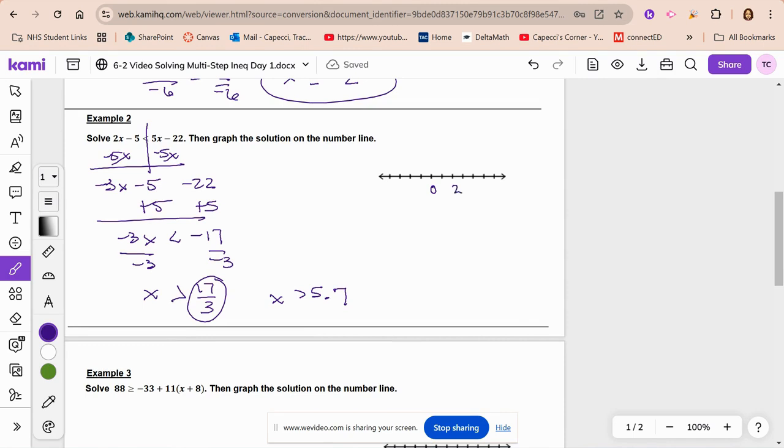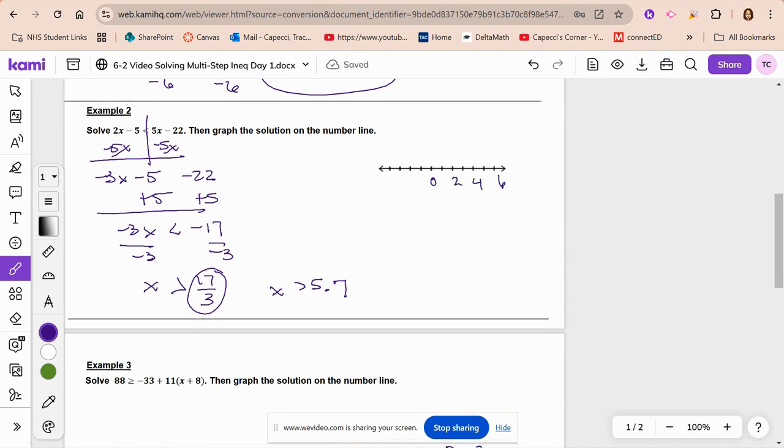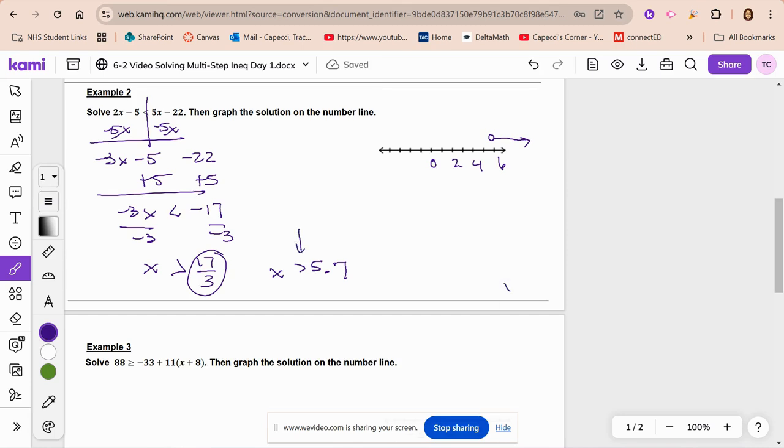So there's my 0, there's 2, there's 4, there's 6. So I'm a little bit less than 6. And again, that's an open circle. So I'm not including 5.7, and I'm going to the right, right? Because it's greater than, which is an open circle.